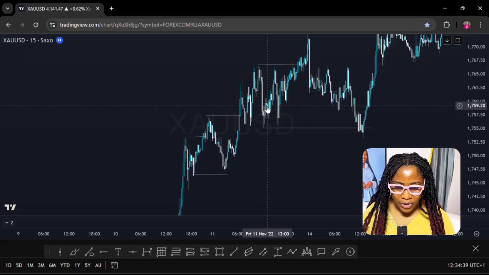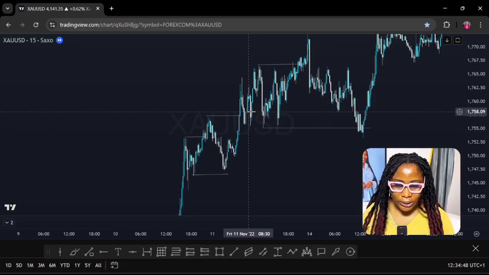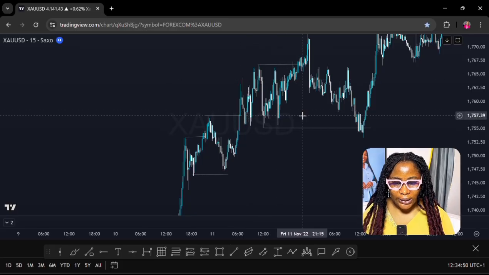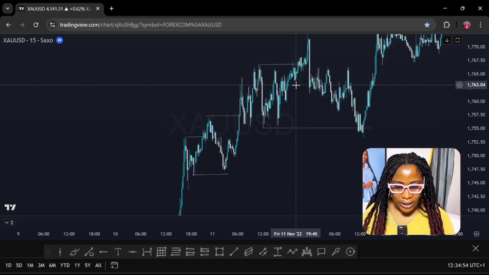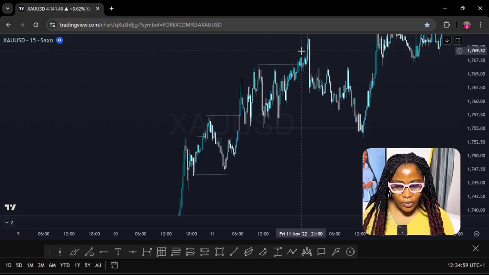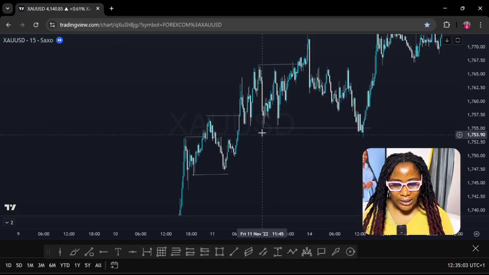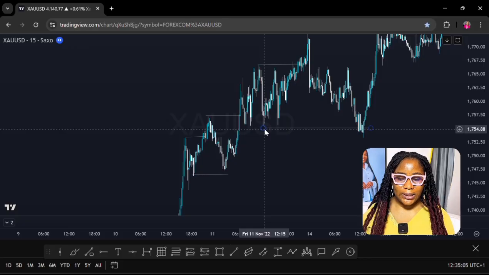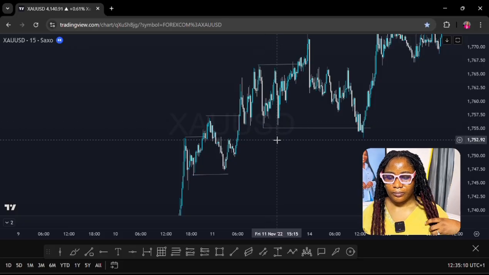Please don't go and say this is a change of character. Where is your liquidity that it took? This is not a change of character. Please just know where your liquidity is. You will know when it's a change of character and when it is not. If you say this internal one is a change of character for the pullback of this leg, you are correct. But if you say this one is a change of character for the whole pullback, you are wrong, because we know obviously that this is our liquidity area.